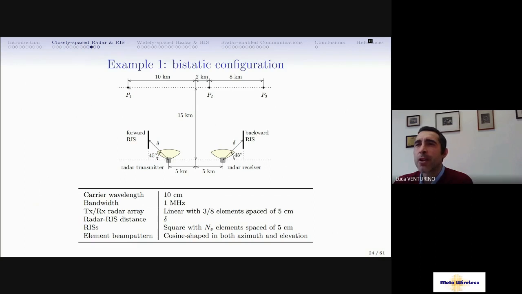Notice that when we start from P1, P1 is only in the view of the backward RIS, but not in the view of the forward RIS, because it's behind the forward RIS. So as we move on the right, at some point, we enter the view of the forward RIS as well. We are in the view of both RIS for a while, and at some point, we exit from the field of view of the backward RIS, and we are in the field of view only of the forward RIS. So what we want to do here is to see how the achievable SNR gain changes as we move the position of the target.